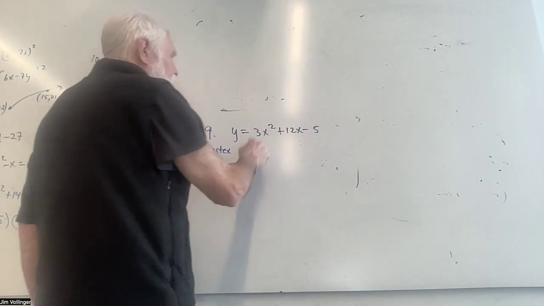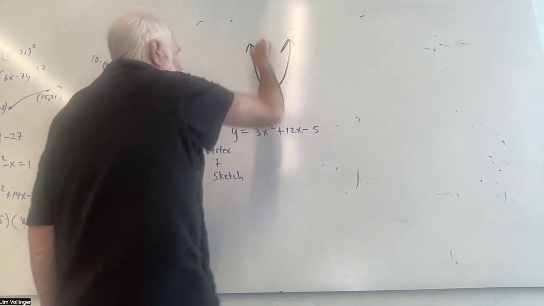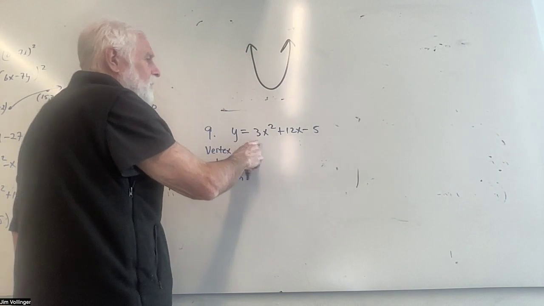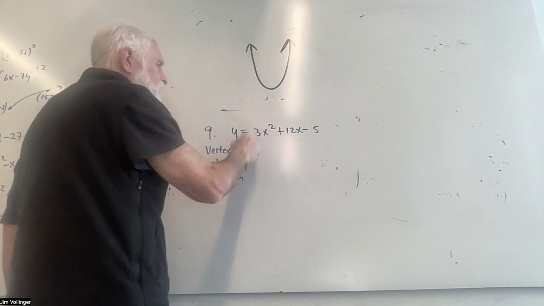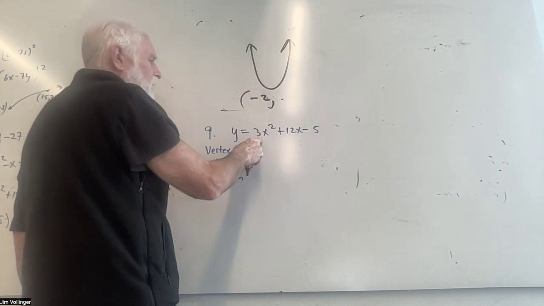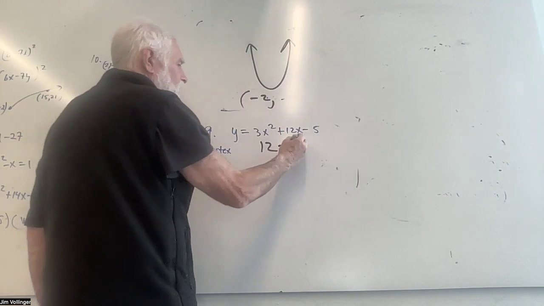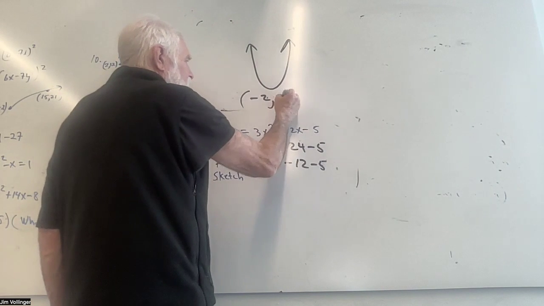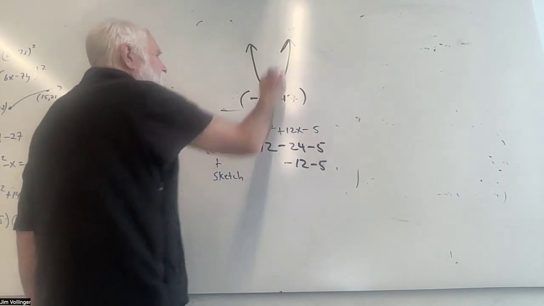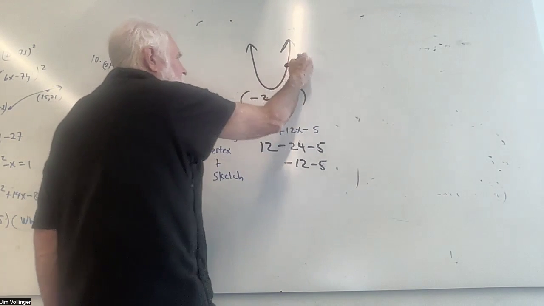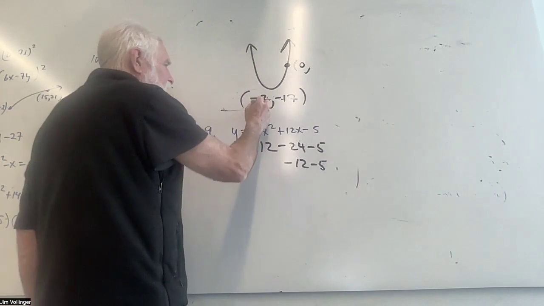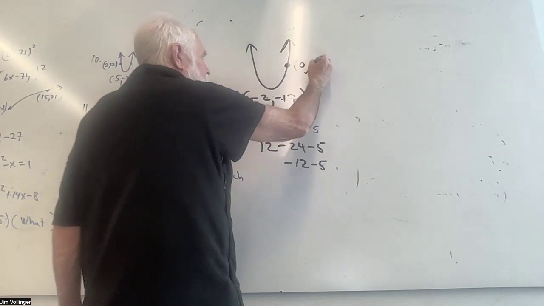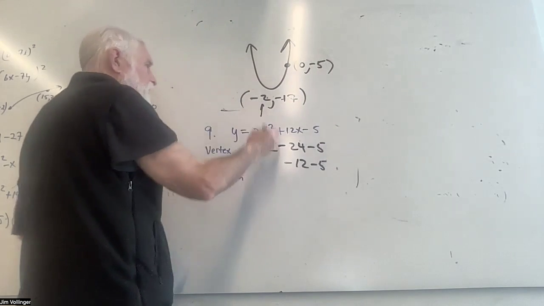Ugh. 3x squared, but we want the vertex and the y-intercept with a sketch. So I'm just going to sketch it, cup shape up. Minus 12 divided by 6, negative 2. Plugging negative 2 in gets me 12. That better be minus 24. It is. So that's minus 12 minus 5 is minus 17. And it's nice to have the y-intercept. 0 is bigger than negative 2, so it's to the right of that number. And I want, what do I want? Negative 5. So there's your vertex. There's your sketch.